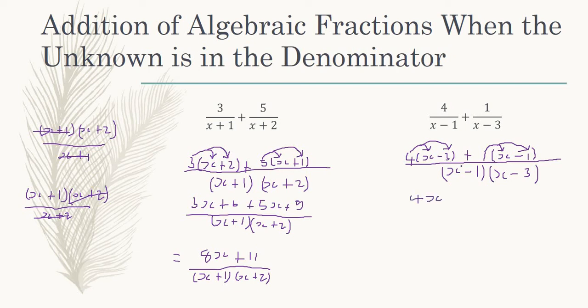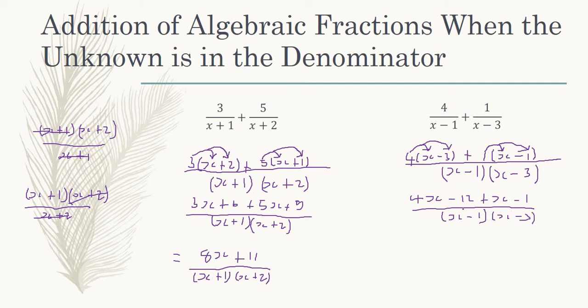And 4 times negative 3, that's going to give us a negative 12. And positive 1 times x, that's going to give us a positive x. And positive 1 times a negative 1, that's going to give us a negative 1. All over our common denominator, which is x minus 1 times x minus 3.